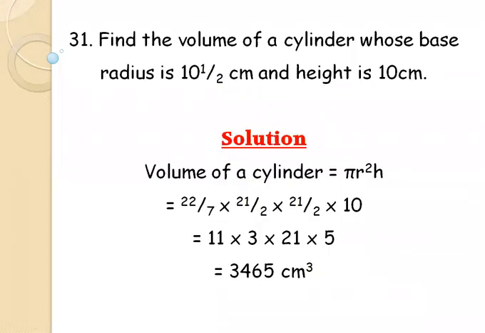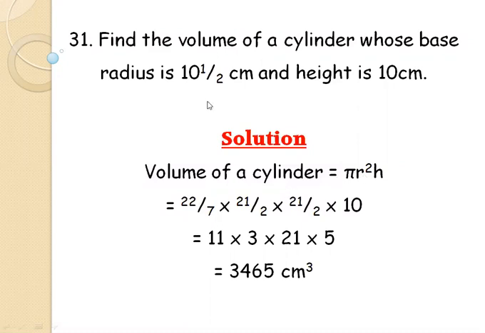Question 31 says, find the volume of a cylinder whose base radius is 10 whole number 1 over 2 centimeter and the height is 10 centimeter. Okay, to solve this question, we must know the volume of a cylinder. The volume of a cylinder is pi r square h. Our pi is 22 over 7.